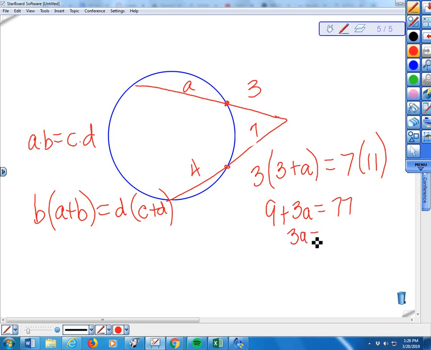3A equals what? 69? No. 68. So then divide. Is that right? Yeah. A is then 68 thirds. I figured it wouldn't turn out to be an integer.